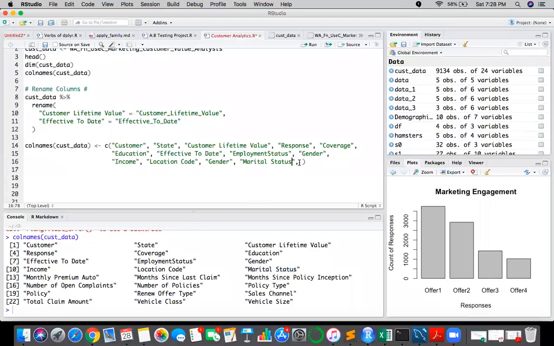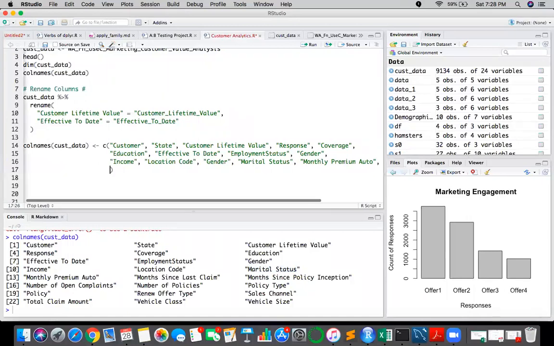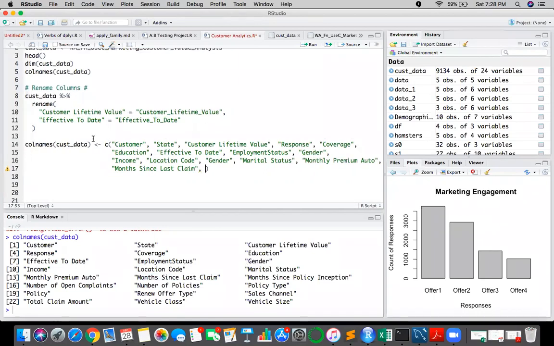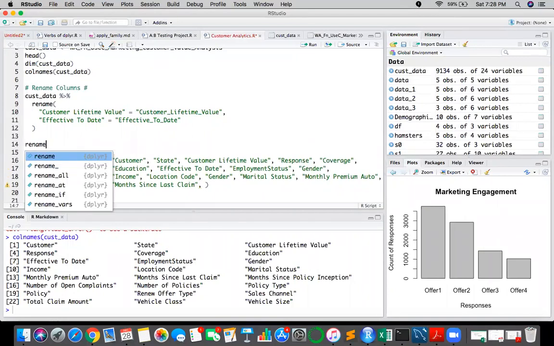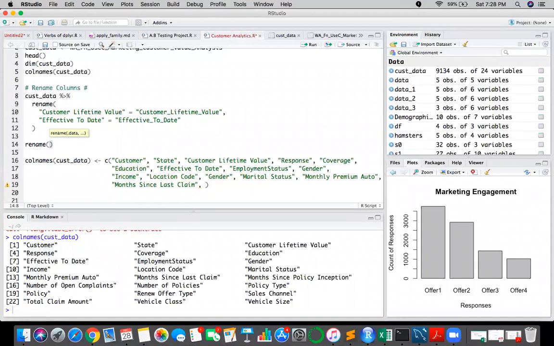Just have a look if I'm not duplicating the column. If you use the rename function without using the pipe operator, then it's going to work. Rename, then bracket, then data set name, first the data, and then comma, and then the columns which we want to change.